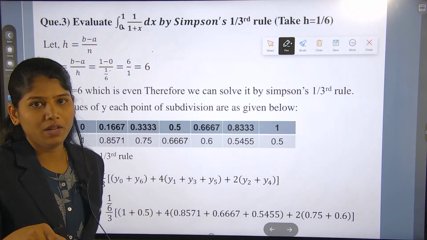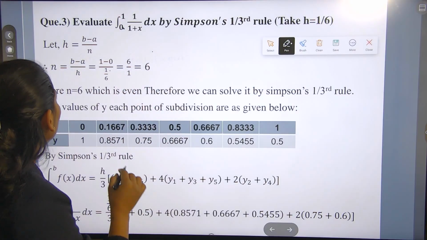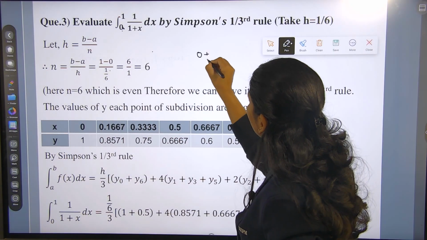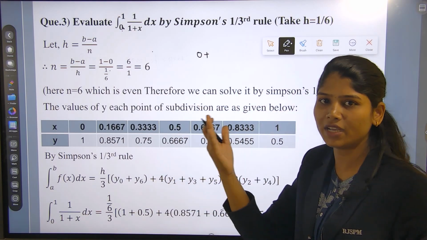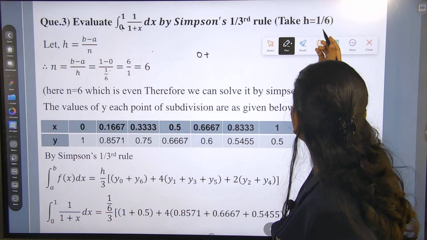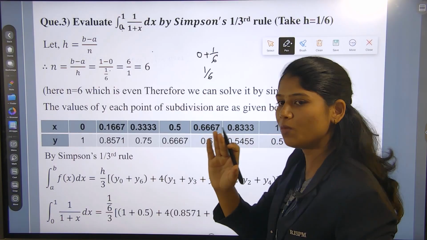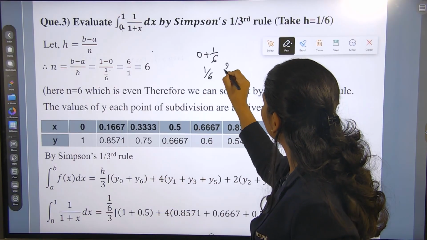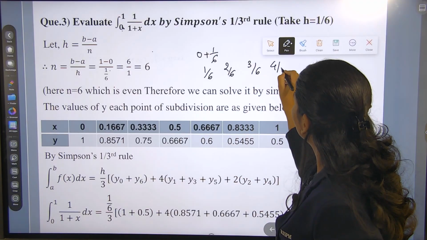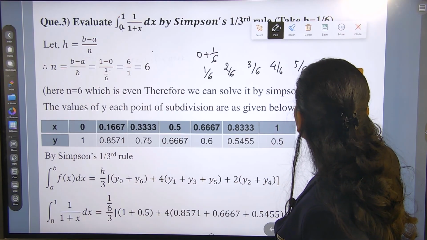Then prepare a table: for each value of x, find out each value of y. So the first value is 0. Then add h to find the next value, continuing until you reach 1. So 0 plus 1 upon 6, the first value is 1 upon 6. Then add 1 upon 6 again to get 2 upon 6, then 3 upon 6, 4 upon 6, 5 upon 6, and the last one is 6 upon 6, which means 1.